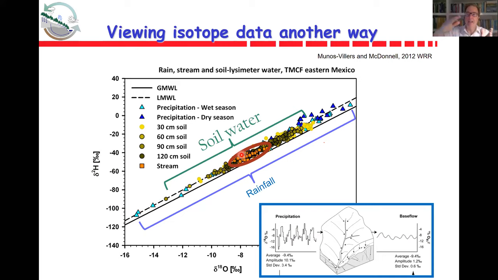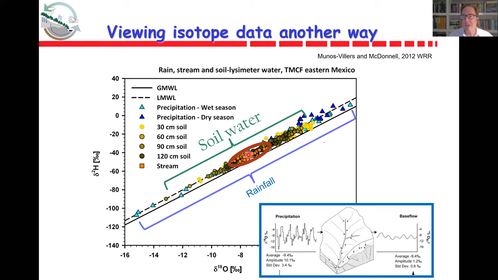So why I'm showing you this is that prior to maybe 2010 or so, every catchment where I worked, from this site in Mexico, which was in a tropical cloud forest, to watersheds in Oregon or other parts of the US or New Zealand or Japan, all the systems I'd worked in, the data looked like this. They fell on this meteoric waterline and showed the same kind of damping, lagging as we go from rainfall to soil water to stream flow, and then groundwater would be even more damped.